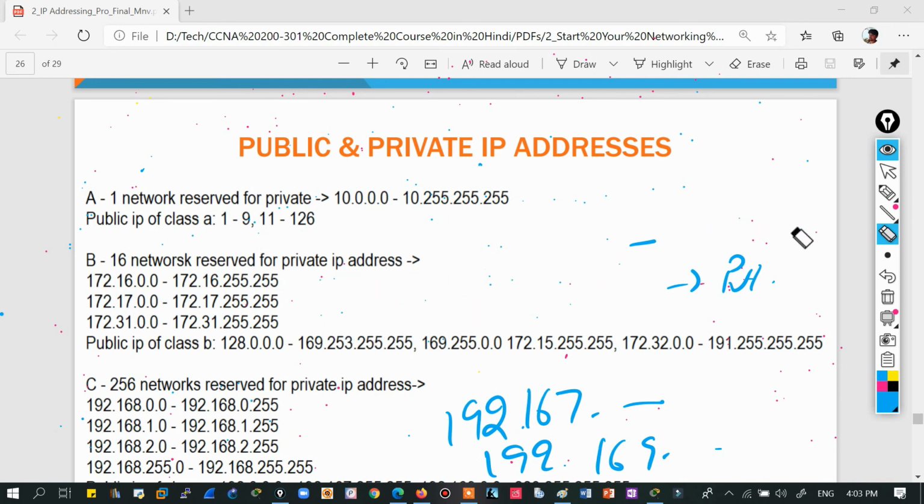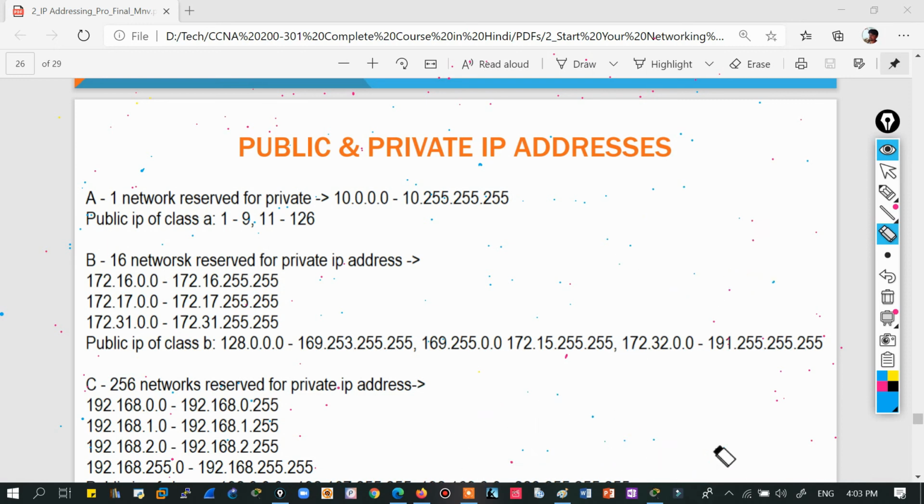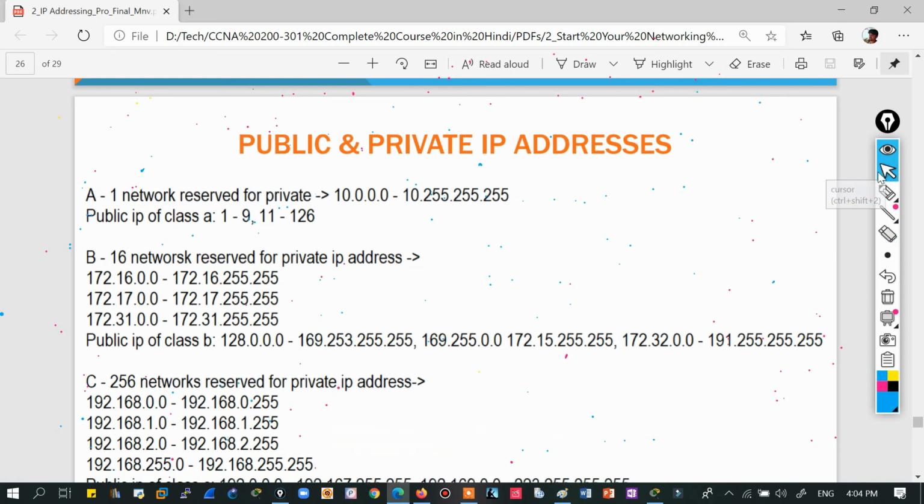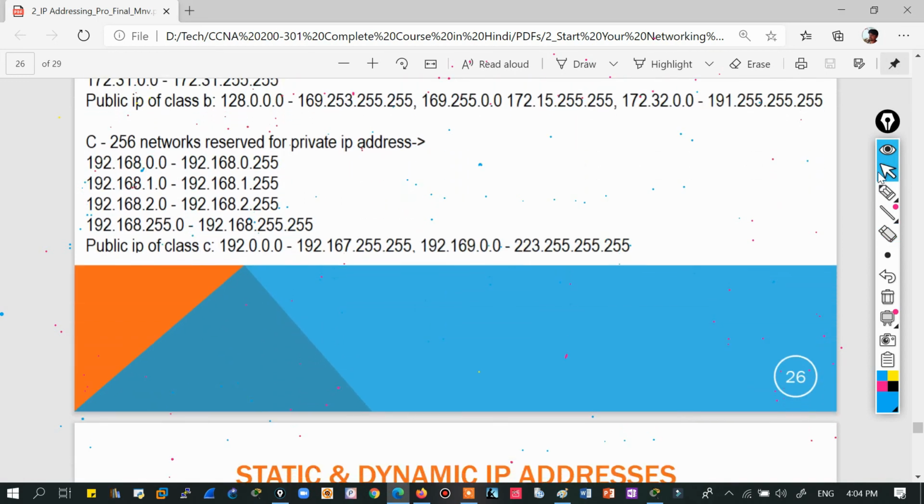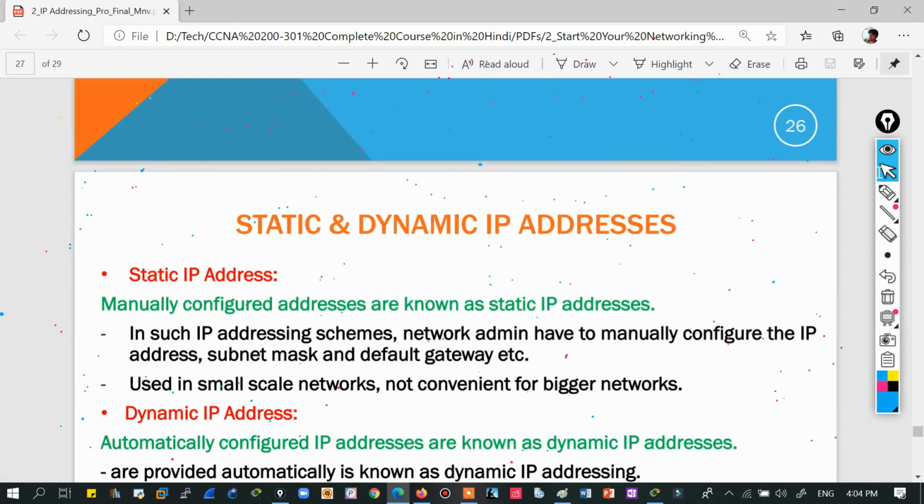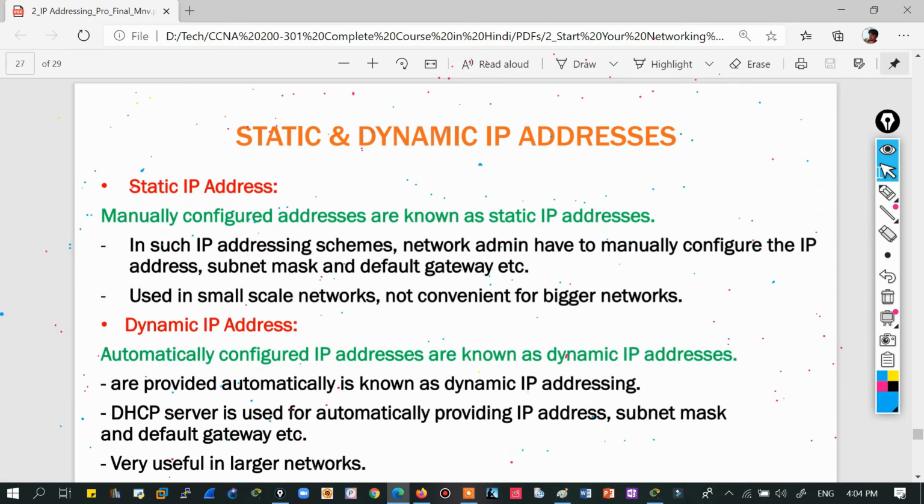This is how you identify which is a public address and which is a private address, where a public address is used and where a private address is used in the network. Static and dynamic, yes, I have discussed them.